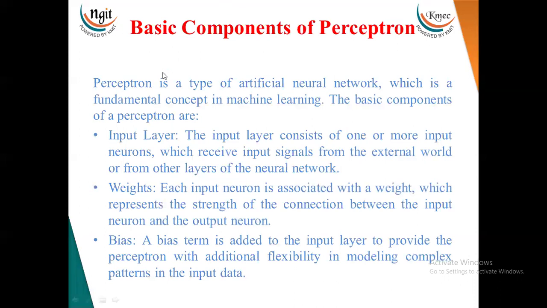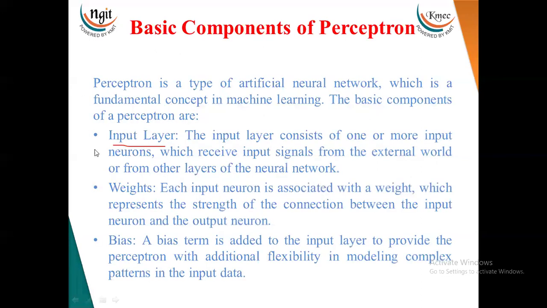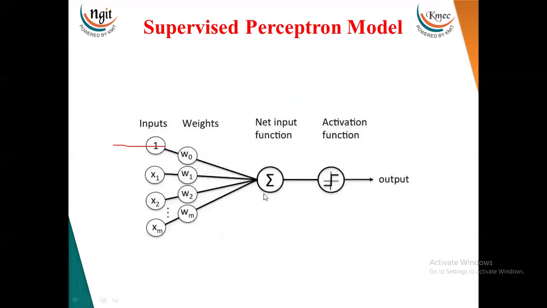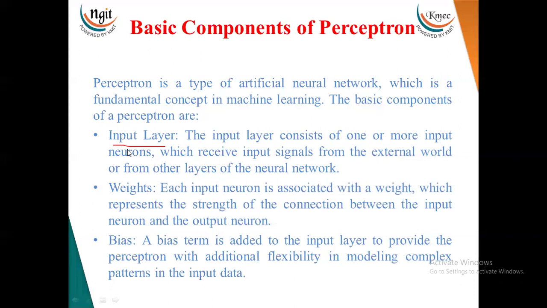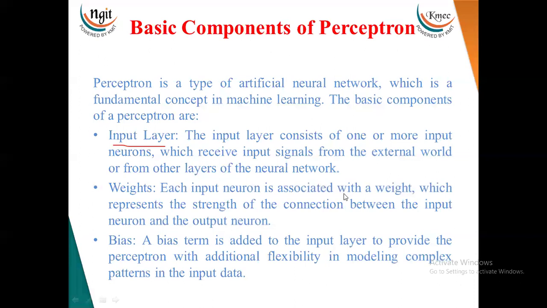So what are the basic components of this particular supervised perceptron model? First, we'll have the input layer, as we have seen here. So this is our input layer. If you see, x1, x2, xm are the input layers. Second one is weights. Each input will be associated with a weight. If you see here, x1 is associated with w1, x2 is associated with w2, xm is associated with wm. Then bias. Okay, here 1 is the bias. So we have seen why we use the bias. In order to increase the strength of your particular neuron, we'll go for the bias.